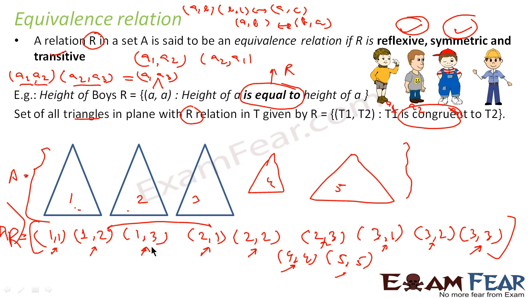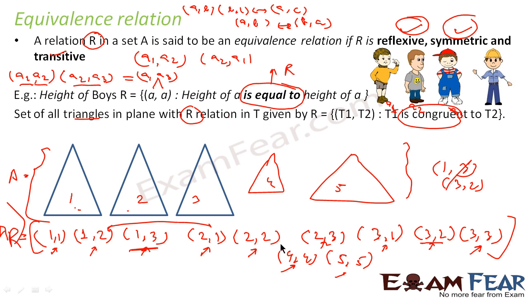So now 1 3, if you combine with 3 1, because with 1 3 you combine, this has to start with 3. So 1 3, if you combine with 3 1, this becomes 1 1, it is there. 1 3, if you combine with 3 2, this becomes 1 2. Correct? So 1 2 is there. Similarly 1 3, if you combine with 1 3, it becomes 1 3 only.